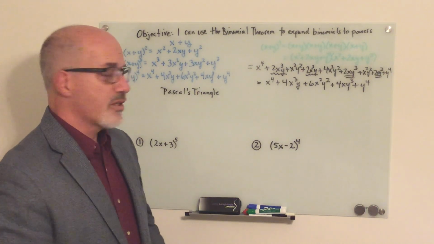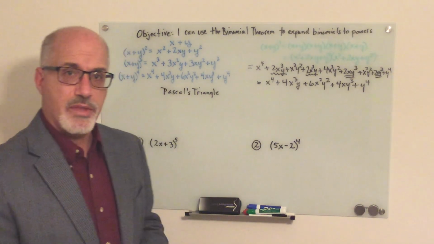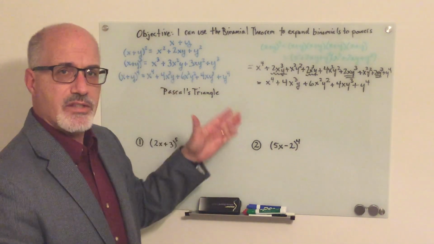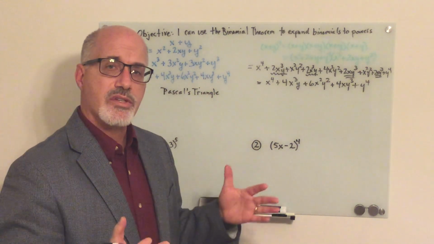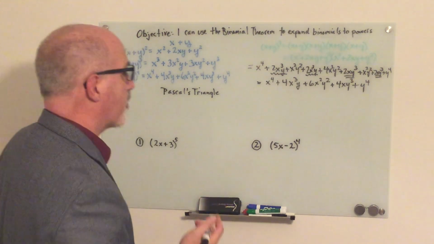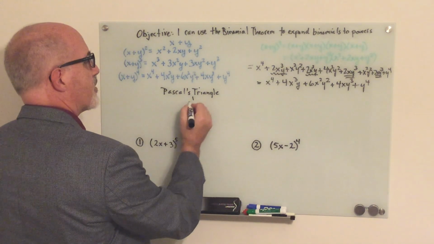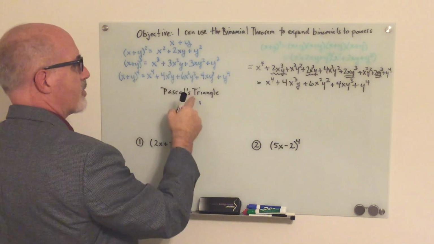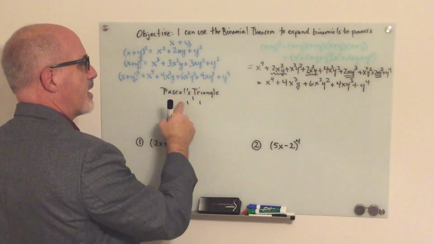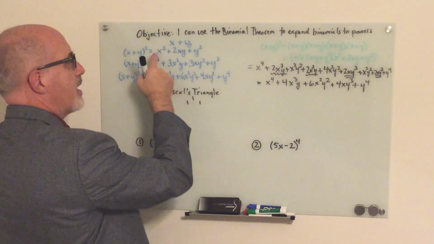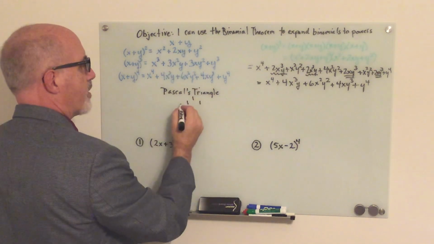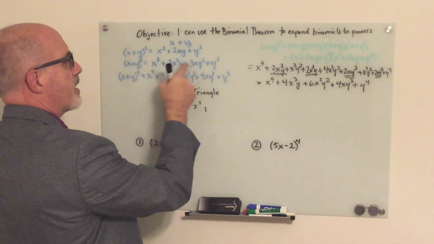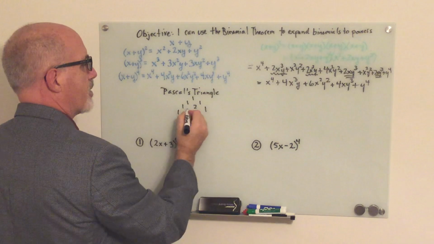But hopefully we can look for a pattern that can shorten that process. To do that, I want to look at the coefficients. If we get rid of the x's and y's and just look at the coefficients, a pattern emerges. If we start out with just x plus y, that's 1 and 1. Then we've got 1, 2, 1 here. The next one is 1, 3, 3, 1.